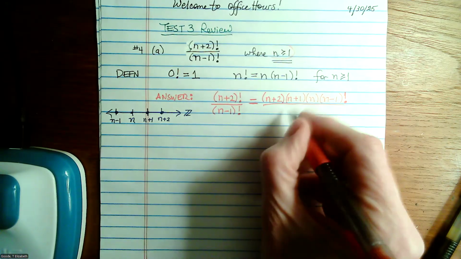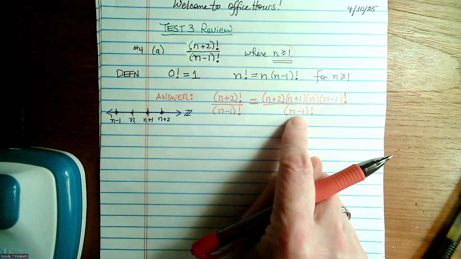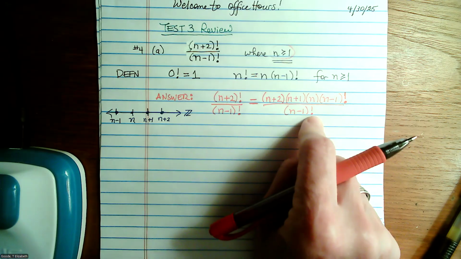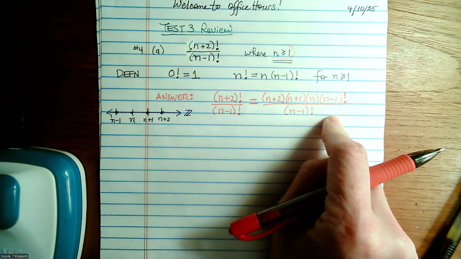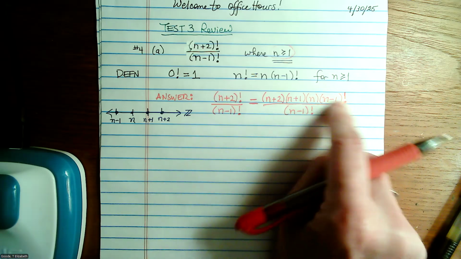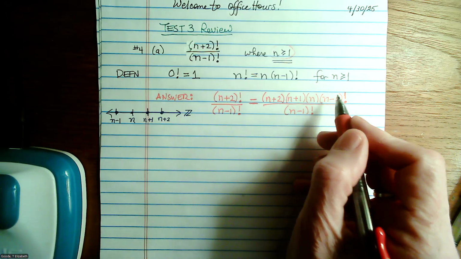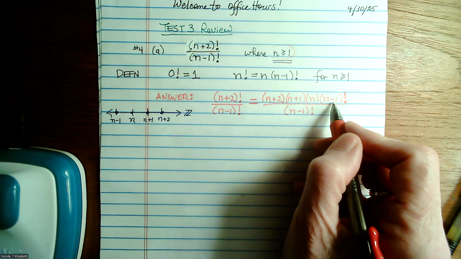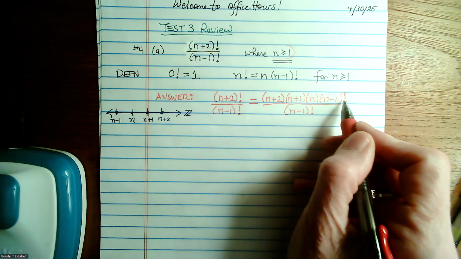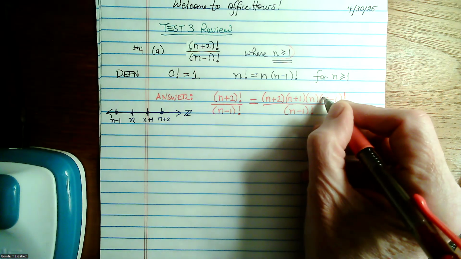The rest of them all just get rolled into the idea of n minus 1 factorial, because n minus 1 factorial is n minus 1 times the number before that, which is n minus 2, times n minus 3. We don't really know how far it goes. So we just say the rest of these factors are described by the expression n minus 1 factorial. Does that make sense?